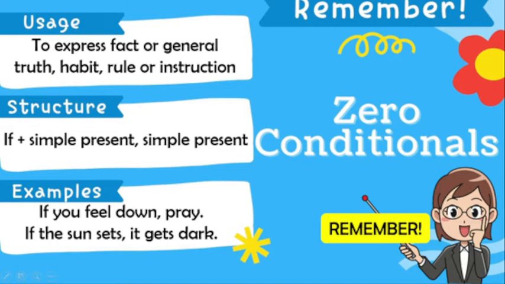Another example, if the sun sets, it gets dark. The verbs in this sentence are sets and gets. The verbs are both in simple present tense. Remember, zero conditional is used to express fact or general truth, habit, rule, or instruction. You cannot change the result. Expect that when the condition is fulfilled, there is one exact result.